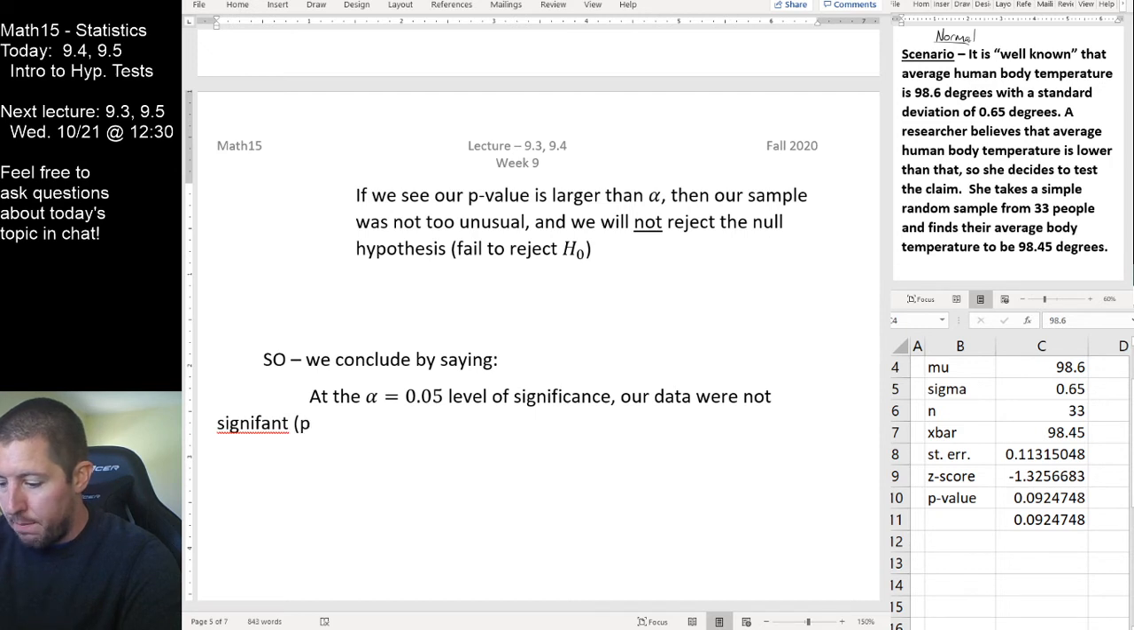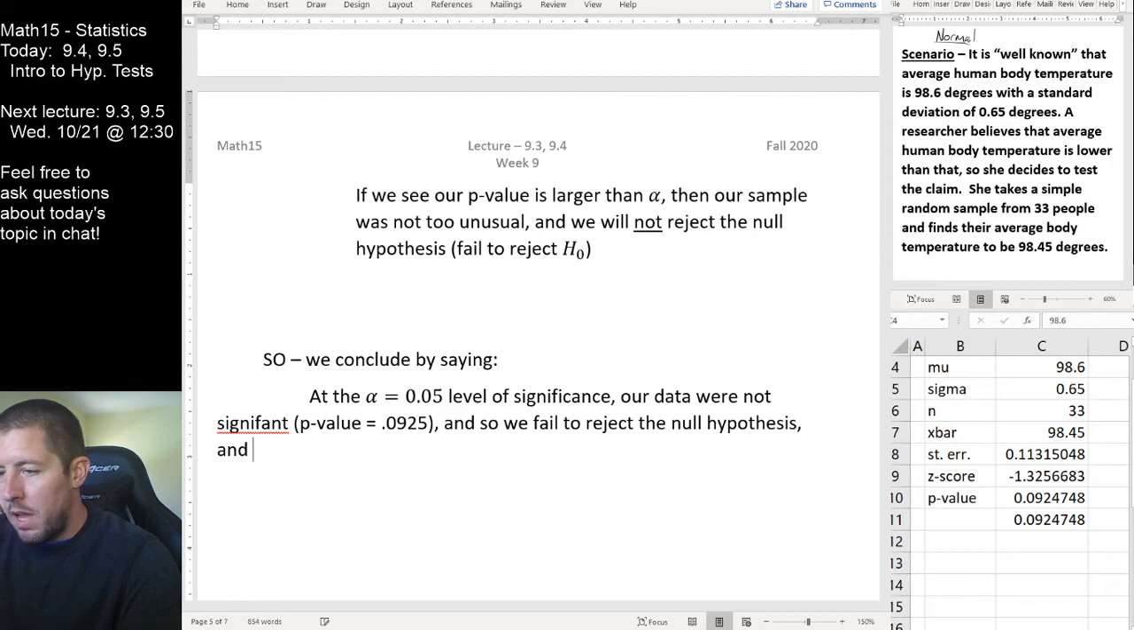with a p-value of 0.0925. So we failed to reject the null hypothesis. And finally, we conclude, if we're not rejecting the null hypothesis, then what we're saying is we don't have enough evidence to say that average body temperature is in fact less than 98.6.